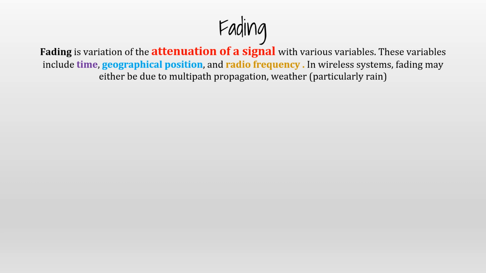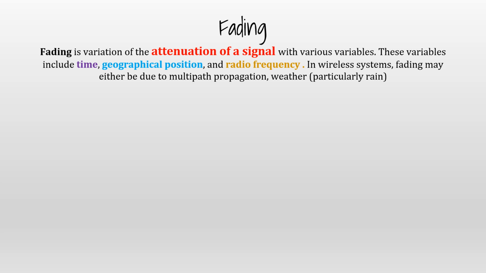Now let us try to put these concepts in technical terms. In order to understand fading here, the definition of fading in wireless communication is: fading is the variation of the attenuation of a signal with various variables. The variables may include time, geographical position, radio frequency. In a wireless system, the fading may be due to multipath propagation, or weather. As you all know, the signal will get attenuated whenever it travels over a long distance, or it also gets faded when it hits certain material. So this variation is what we call fading.